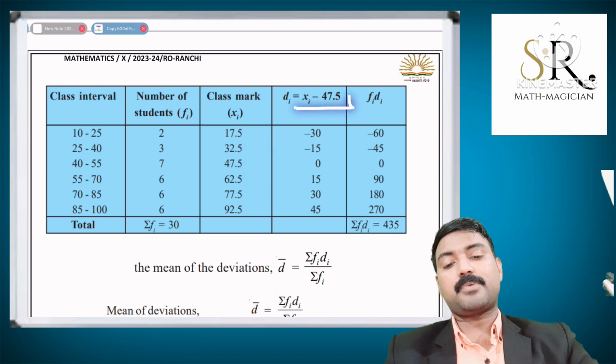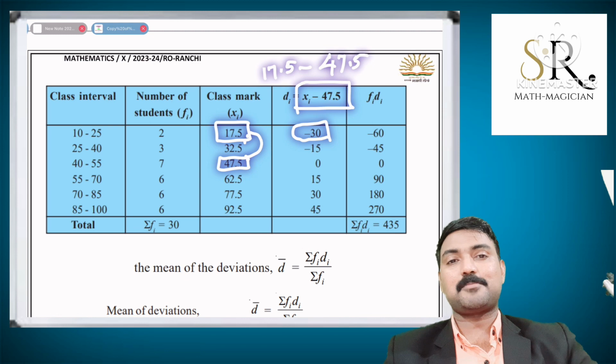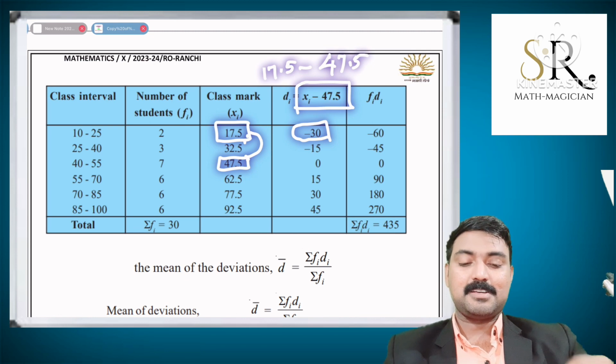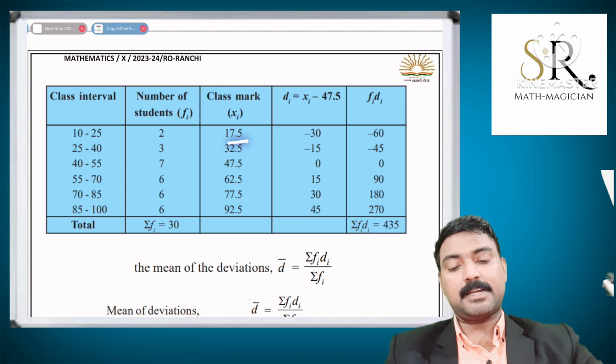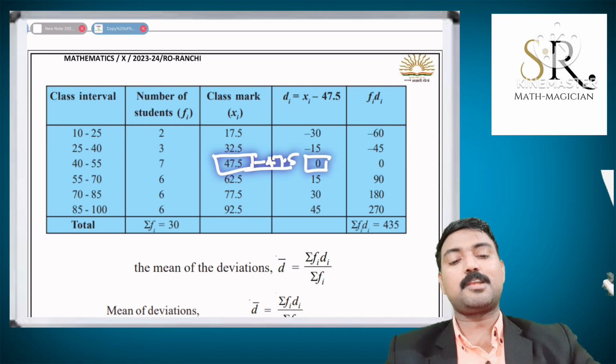Now we will find deviations. Deviation means this 47.5 and the first term. What is the deviation? Just subtract: 17.5 minus 47.5. So the answer is minus 30 because the bigger number is being subtracted from the smaller. Similarly, we subtract for the second number: 32.5 minus 47.5. We will get minus 15. The next number is 47.5 and this is the same as the assumed mean, so subtract 47.5. Same numbers subtracting means it will be 0. So the third value is 0.